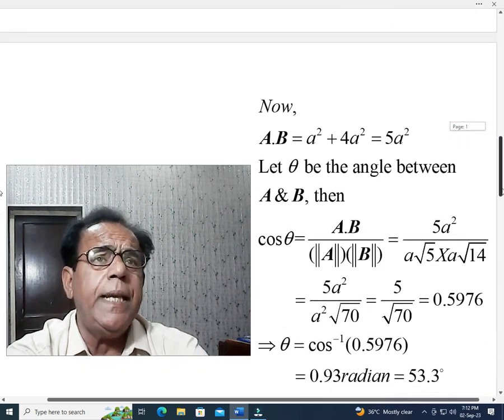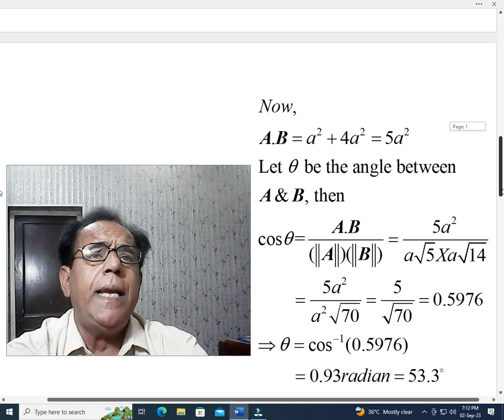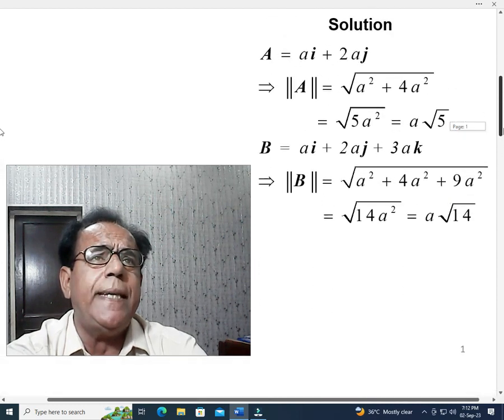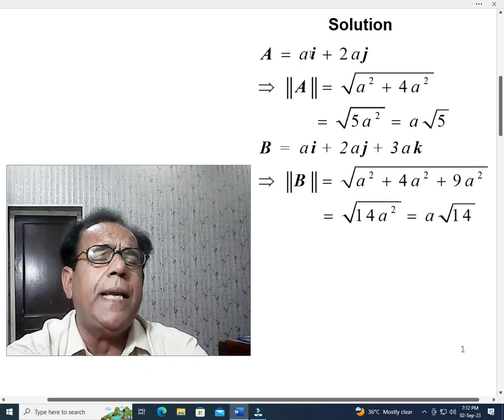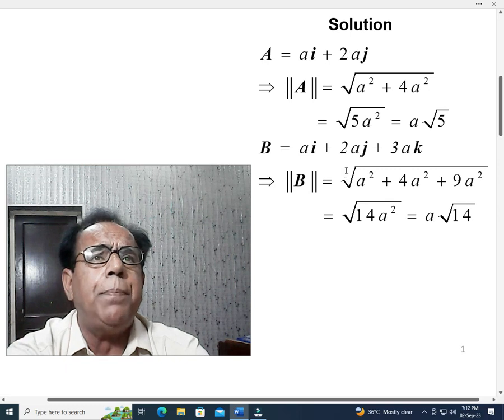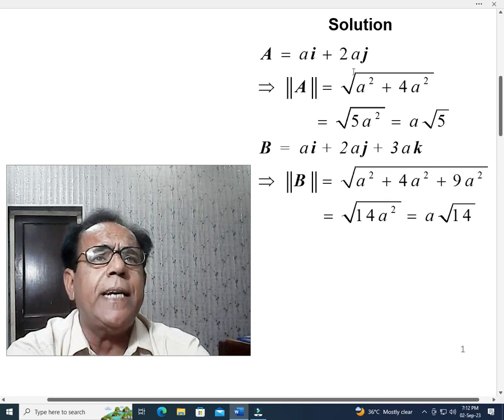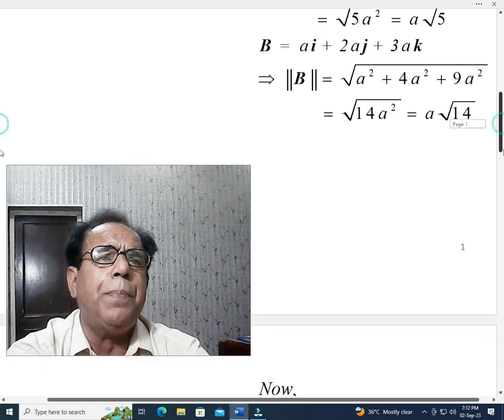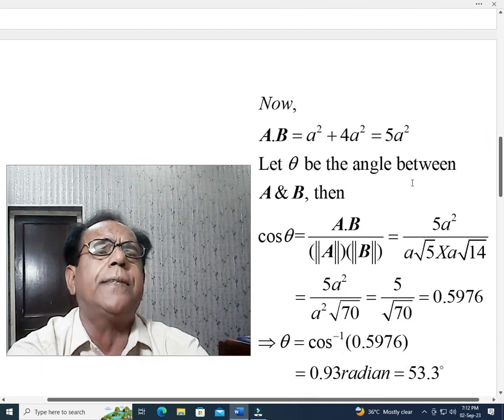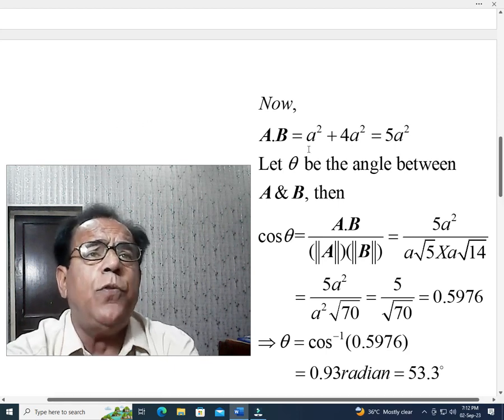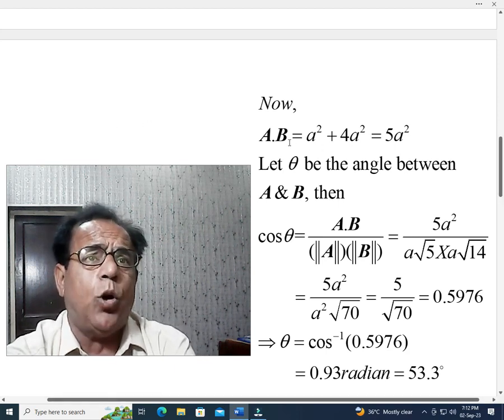Now A dot B. Dear students, in A dot B, a will be multiplied with a and 2a will be multiplied with 2a. The remaining part will be multiplied with 0 because here k is 0. So a into a is a square, plus 2a into 2a, that is 4a square. A square plus 4a square equals 5a square. This is the value of the dot product A dot B.